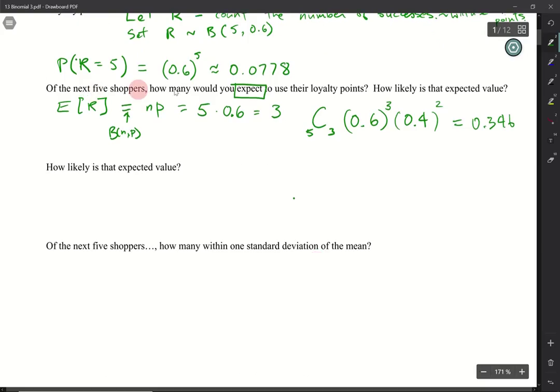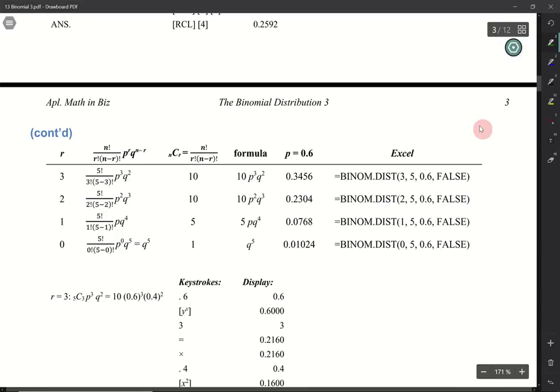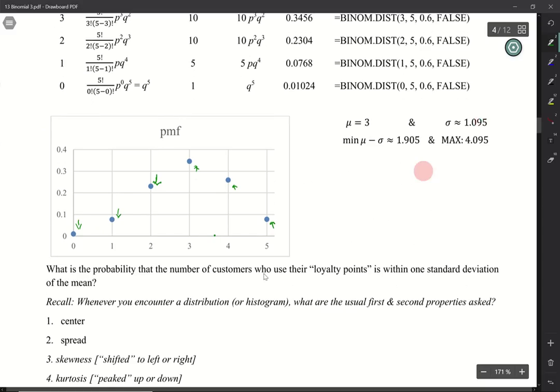So some of these questions are like that. Of the next 5 shoppers, how many would you expect to use their loyalty points? Expected value. Usually you have to do this process, add them all up, or the weighted average kind of thing. But the binomial distribution has a special property where it's just np. So now we expect 3 to use their loyalty points. So how likely, what's the probability of that? How likely is that expected value? So it's 0.346. We have the luxury of having this little probability mass graph, and so this is actually the expected value, 3.